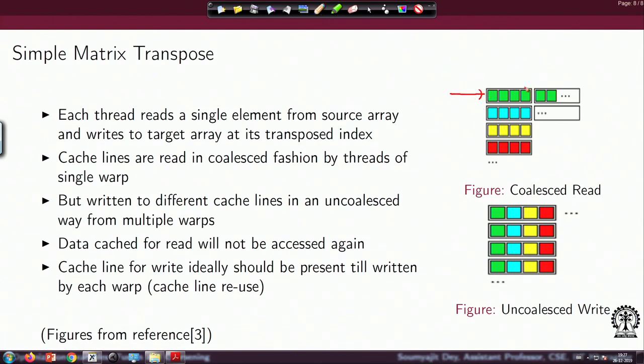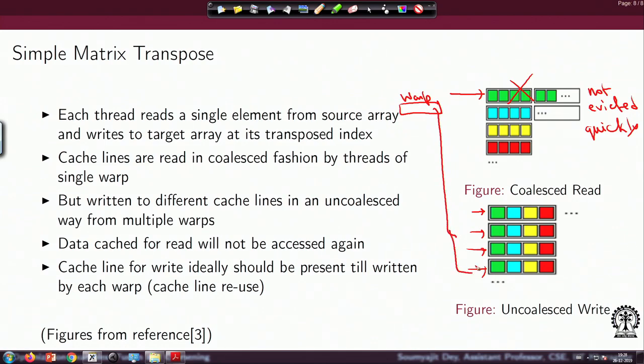After the data has been read, this cache line is not going to be accessed, but that does not mean that immediately after the read has happened, the cache line will be evicted. Why? Because the read is performed quickly, but then the write is going to happen column-wise in an uncoalesced way from multiple warps. So, the write is going to happen in multiple cycles, right. So, for the same warp, let us say this is the warp which has performed the read, this warp is going to write the data here in multiple cache transactions, right.